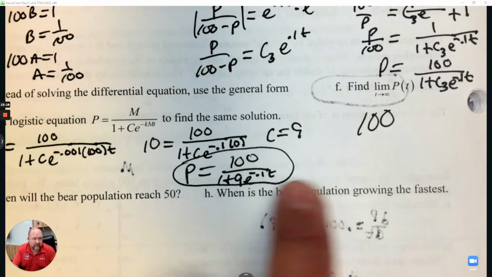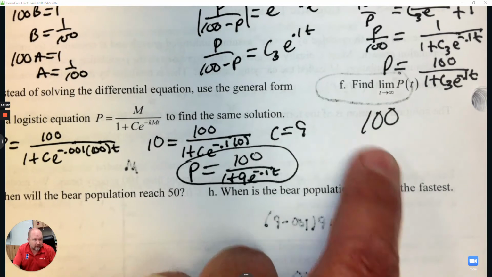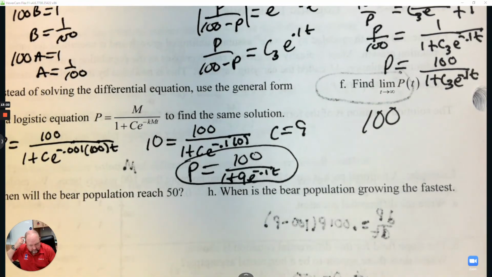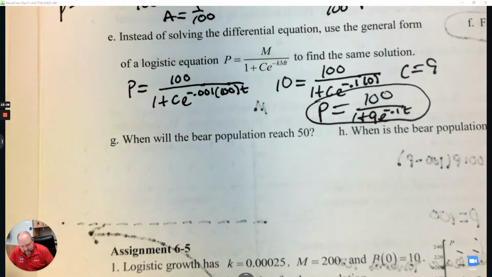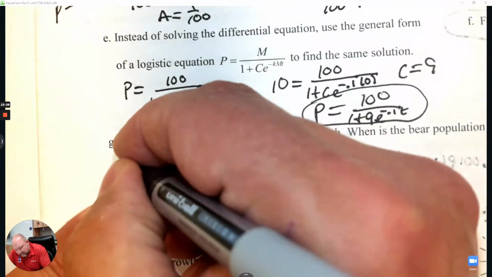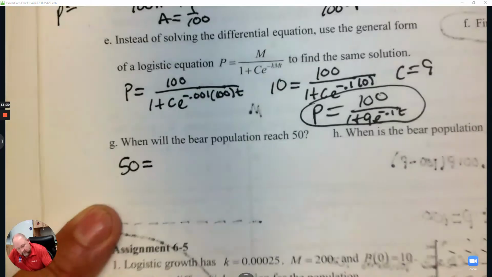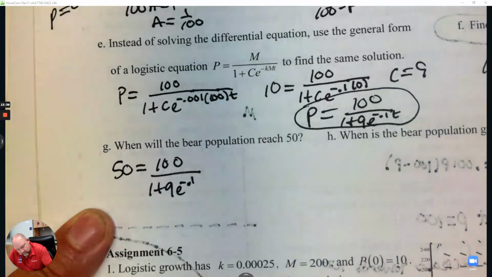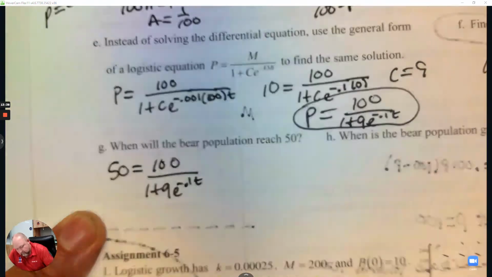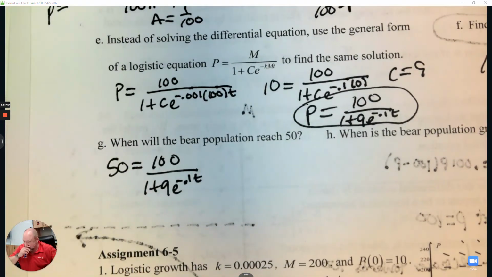What's the right end behavior? So in that case, it's the numerator gives you that. That's the horizontal tangent. When will the bear population reach 50? So we take what we have and make it equal to 50, and we're going to use our calculator and solve this. So let's see, make it equal to 50 and solve it.